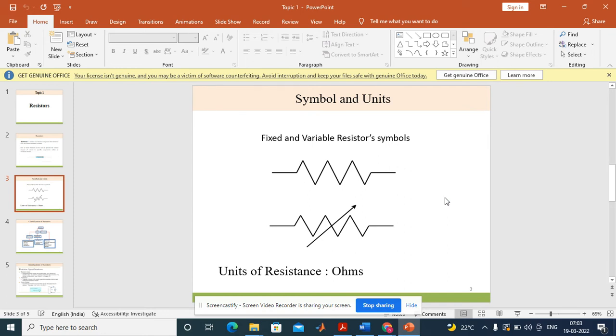The next is the units of resistance. The units of resistance are ohms.